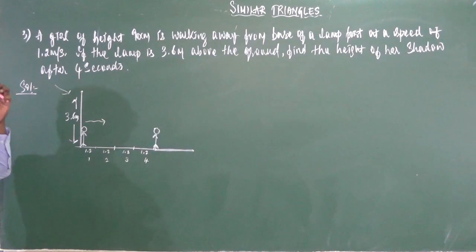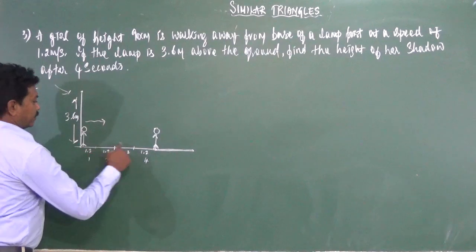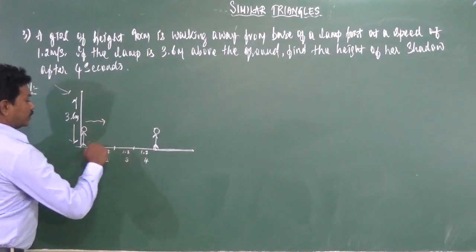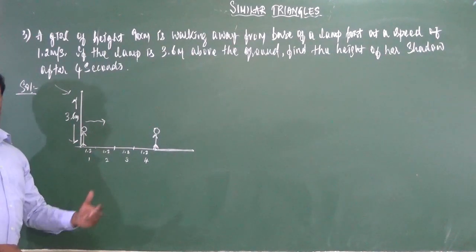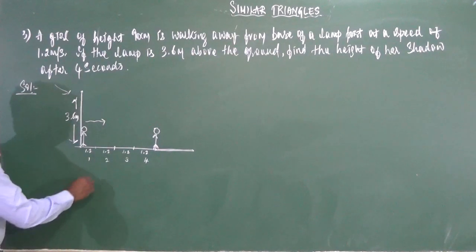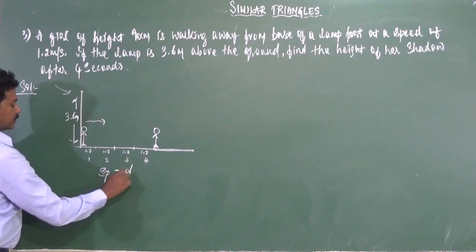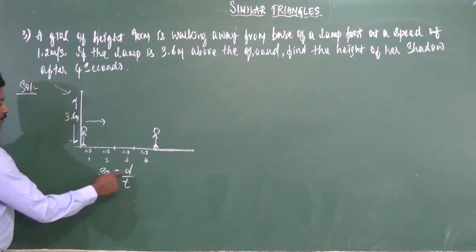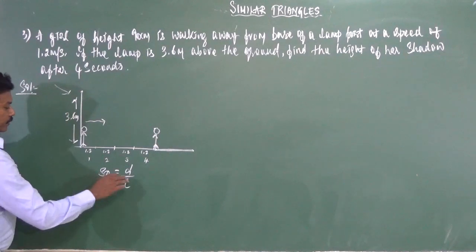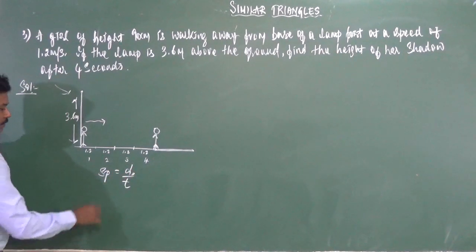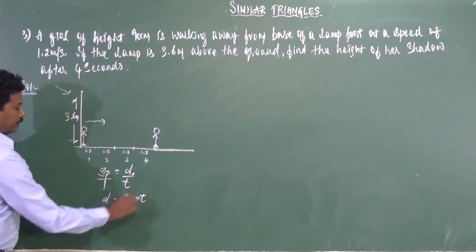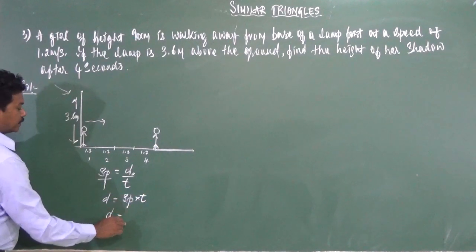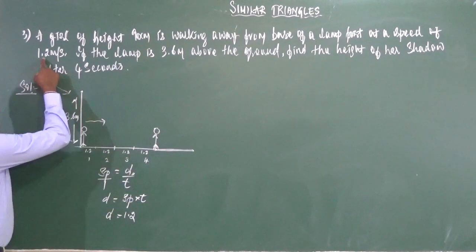So here, very simple, we have to calculate the distance travelled. From here to here, what is the distance travelled by the girl, we have to calculate. A little bit of physics we have to use here. Let us take speed is equal to distance travelled by time. So sp is equal to d by t. As we have to find out the distance, we go with cross multiplication. So d is equal to sp into t. So d is equal to sp, that is speed, 1.2.